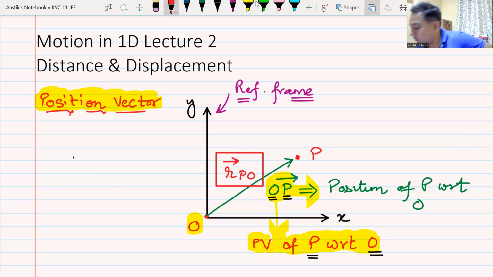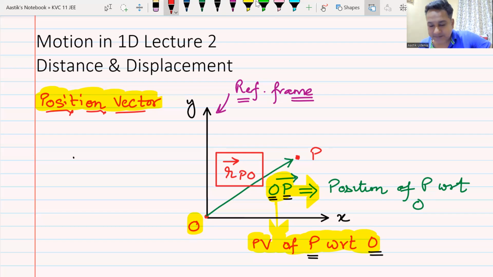R vector PO. Now it looks like a very difficult representation of a very simple thing. You could have said, sir, simply OP vector. Why are you writing it in a fancy way? I'm not writing it in a fancy way. I'm trying to make you understand.